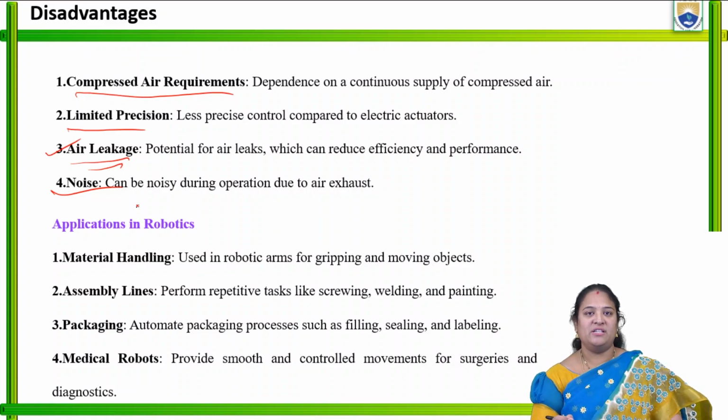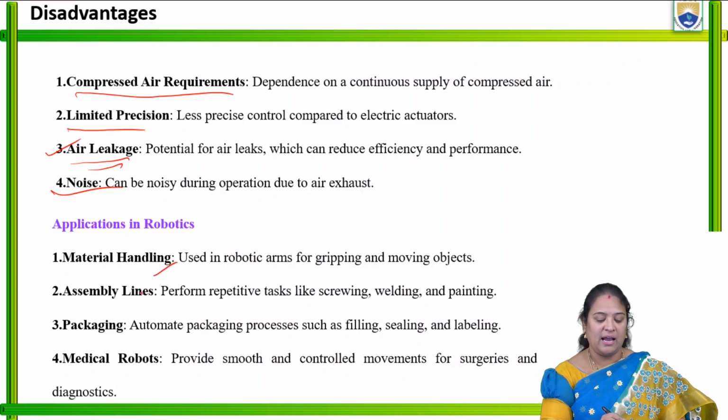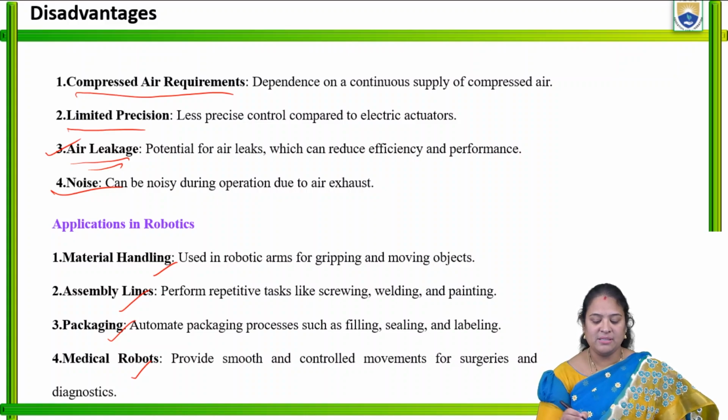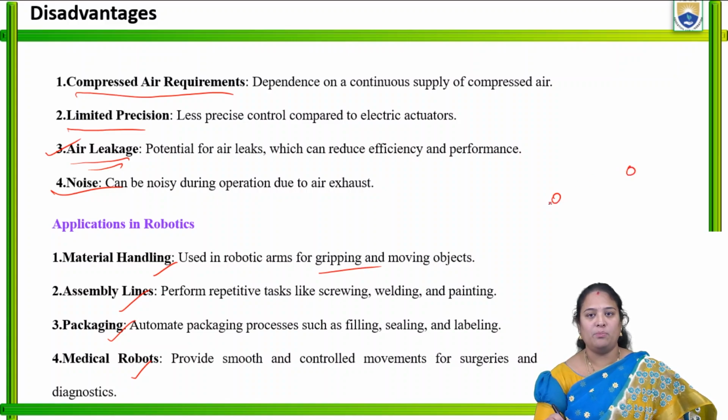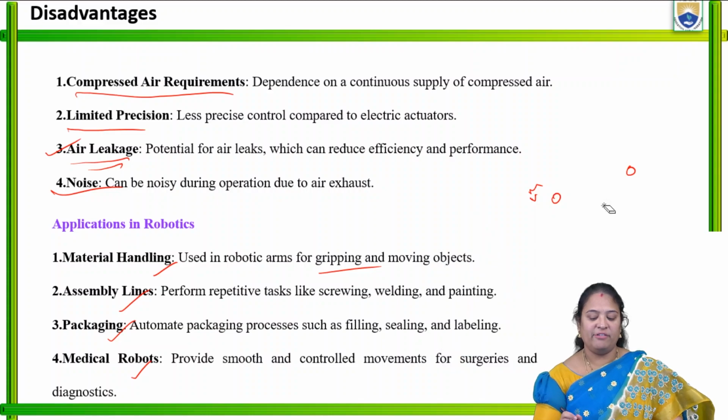And what are the applications where this pneumatic actuator can generally be used? That is in material handling, assembly lines, packaging and medical rooms. In these applications, we can use this type of pneumatic actuator. Material handling means picking the object and placing it at some particular point, with the help of end effectors, that is a mechanical gripper or any type of vacuum gripper, right? The material handling will be done.